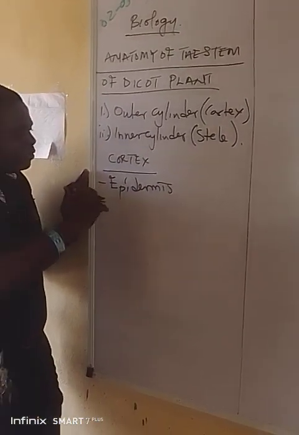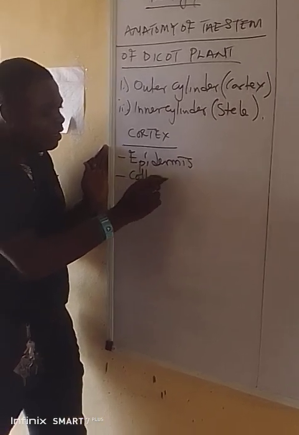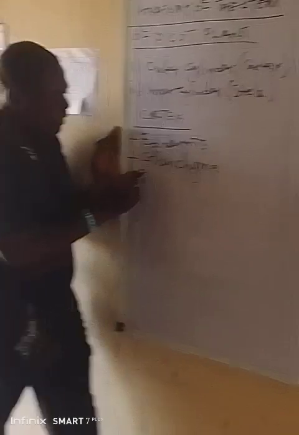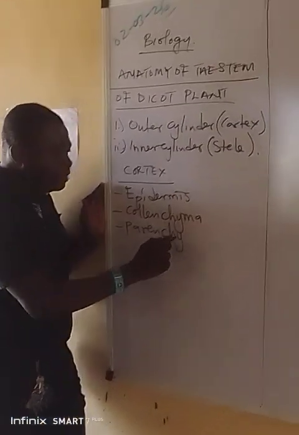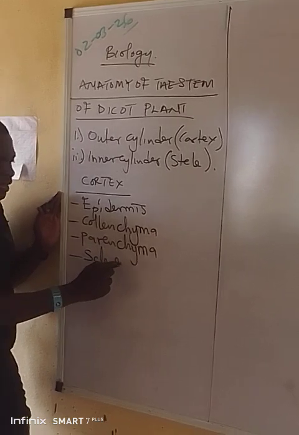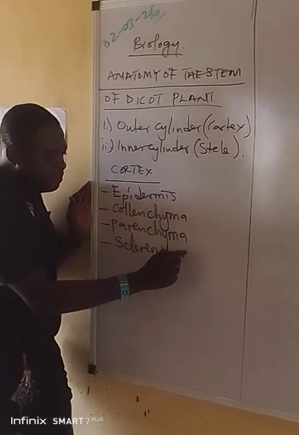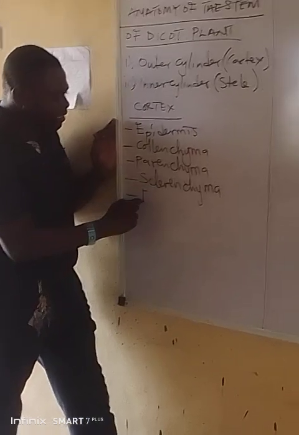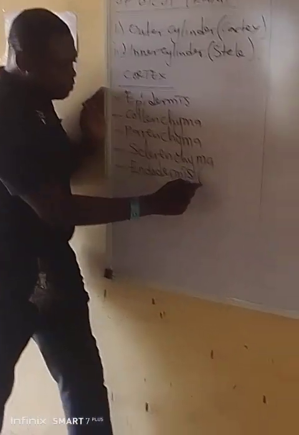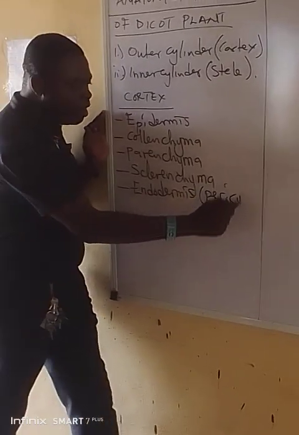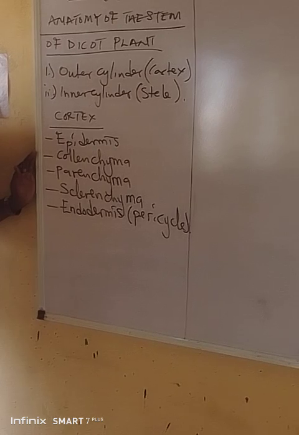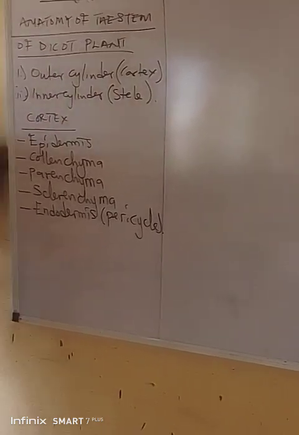After the epidermis, you have what we call collenchyma. What did I call it? Collenchyma. After collenchyma, they have what we call parenchyma. After parenchyma is sclerenchyma. After sclerenchyma is what? Endodermis. What did I call it? Endodermis or pericycle. All this makes up the cortex, the outer cylinder.